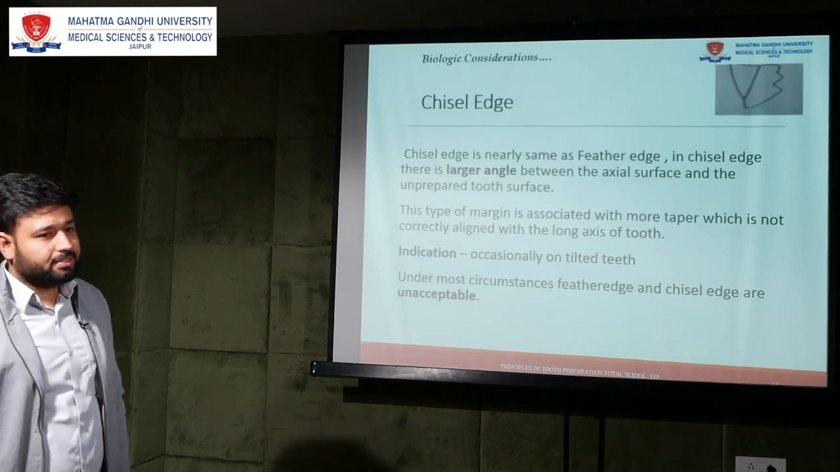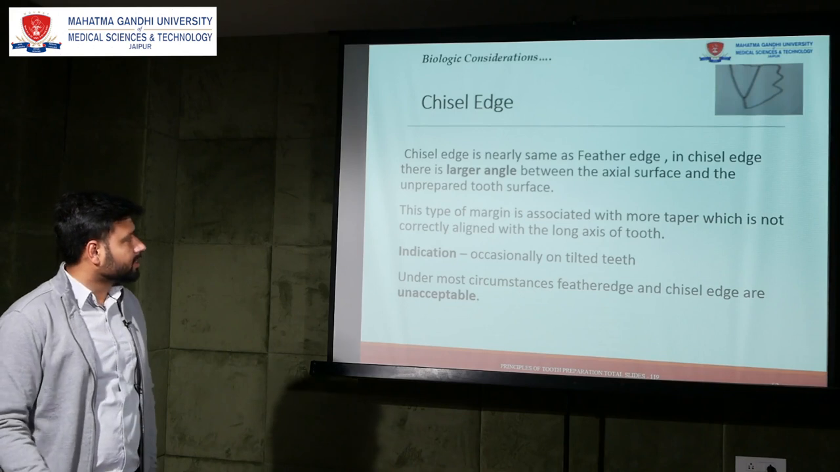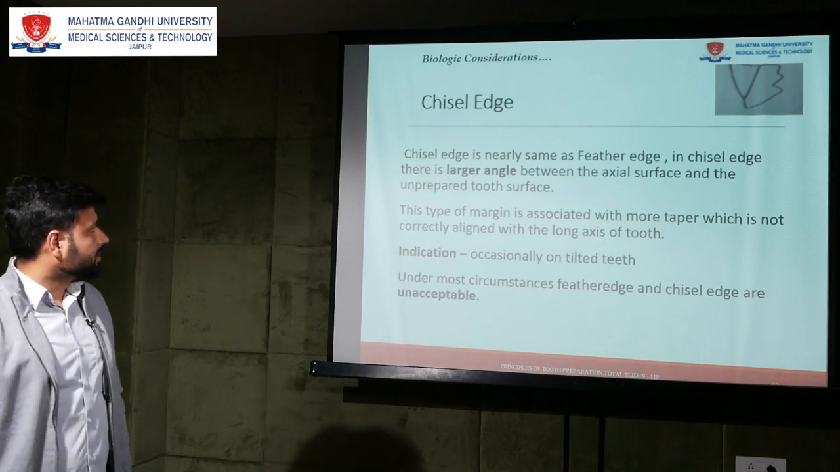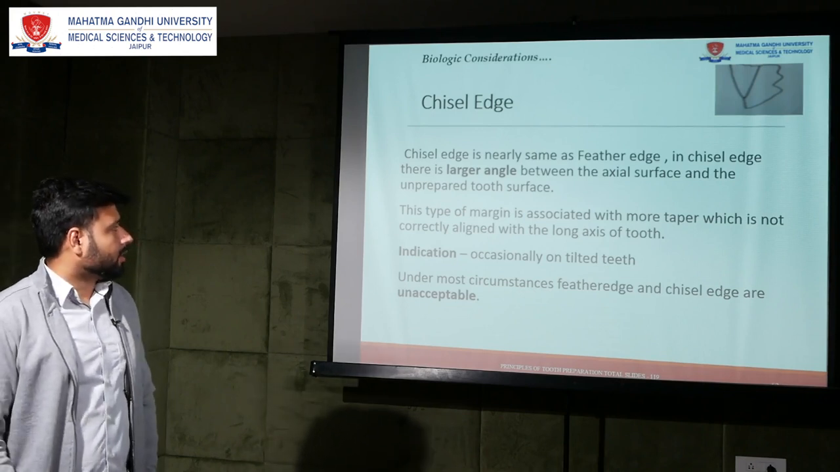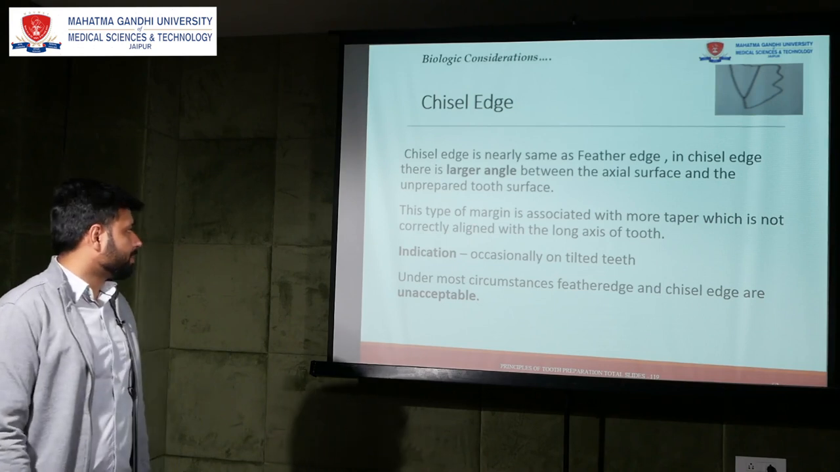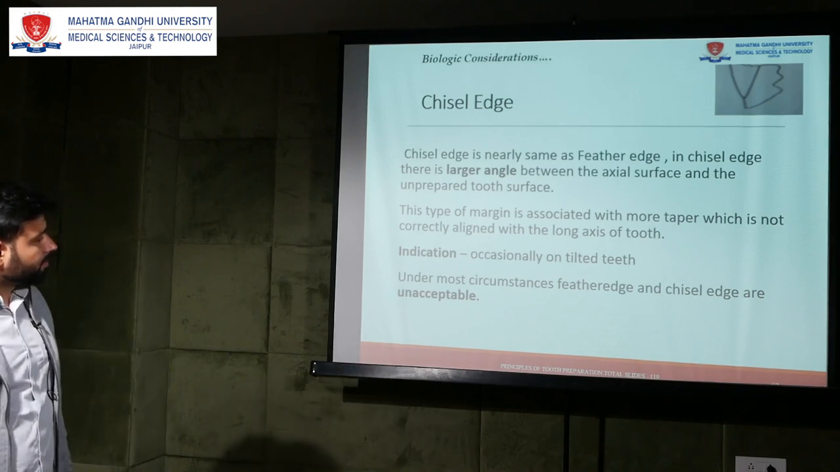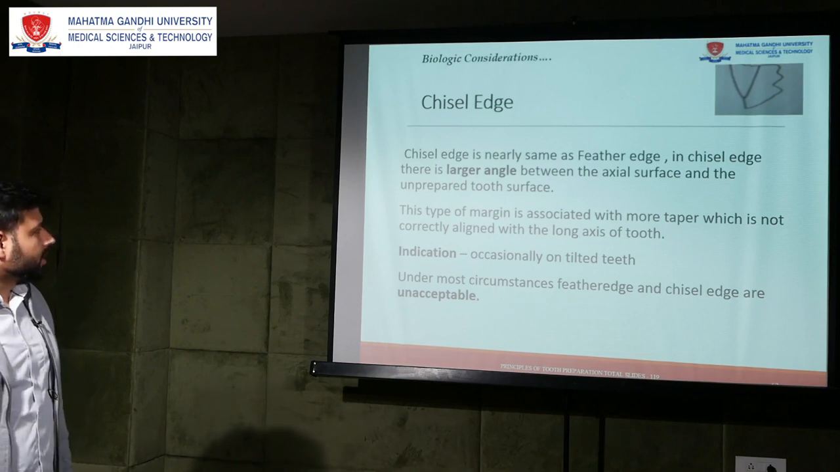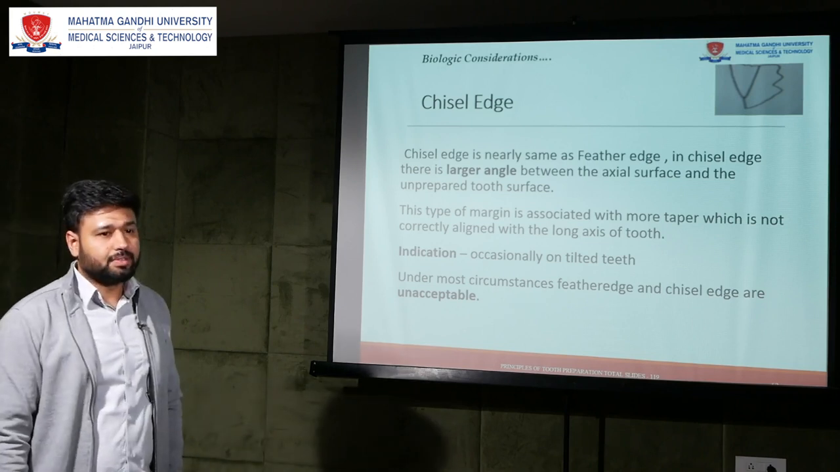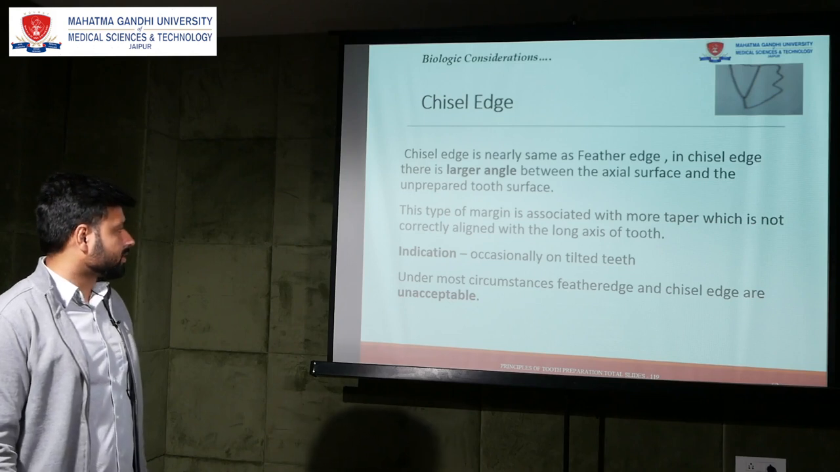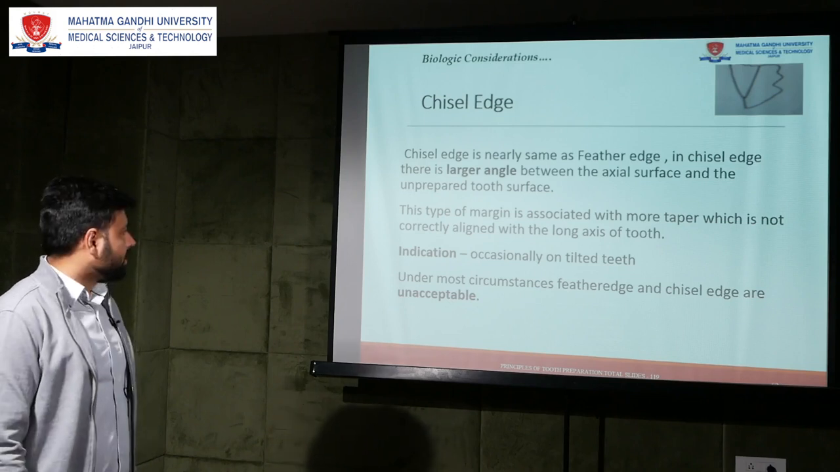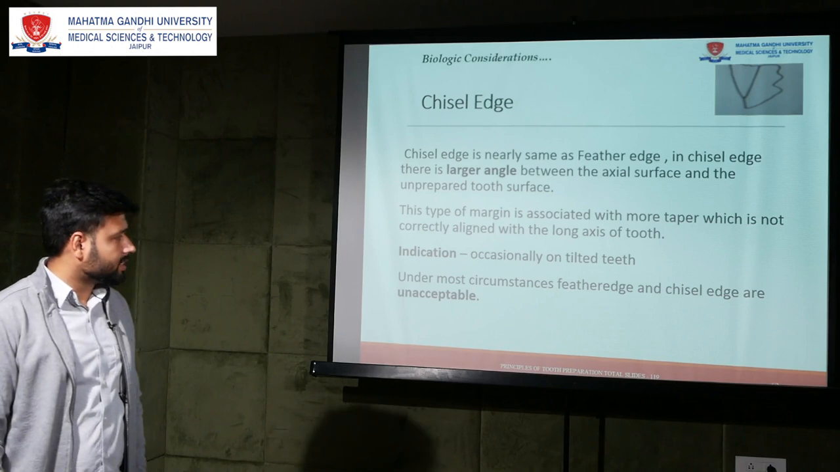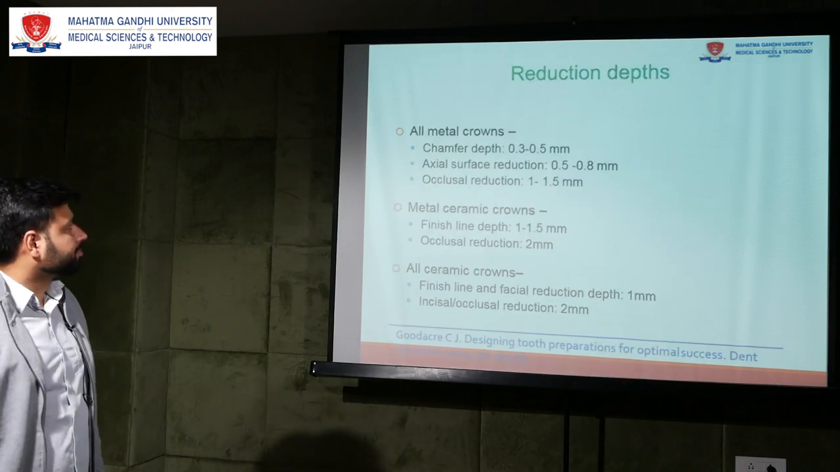Then we have the chisel edge kind of finish line. The chisel edge is nearly the same as the feather edge. In the chisel edge, there is an angle between the axial surface and the unprepared tooth surface. This kind of finish line is associated with more taper, which is not correctly aligned with the long axis of the tooth. The indication is occasionally on tilted teeth. Under most circumstances, the feather edge and chisel edge are unacceptable.